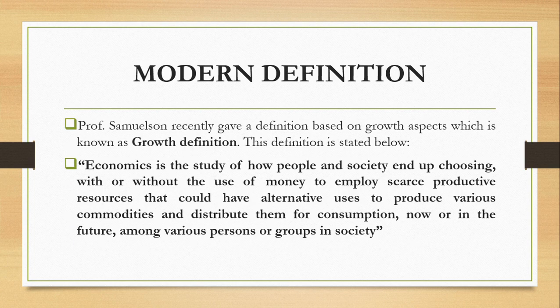And finally, we look at the modern definition of economics. Professor Samuelson recently gave a definition based on growth aspects, which is known as growth definition. This definition is stated below. Economics is the study of how people and society end up choosing, with or without the use of money, to employ scarce productive resources that could have alternative uses to produce various commodities and distribute them for consumption, now or in the future, among various persons or groups in society.